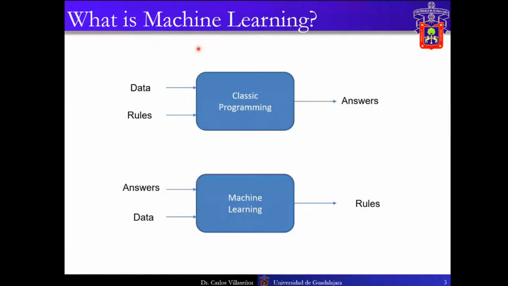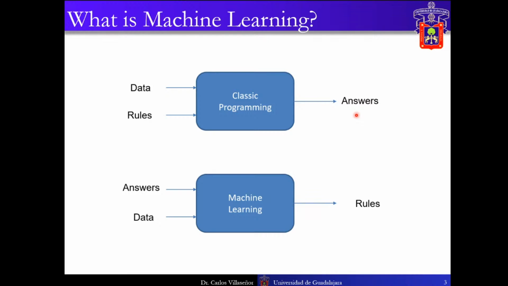Okay, so what is machine learning? Normally in classic programming, we have data and we have rules. Data is what we can measure, and rules are the mathematics that we know that governs this kind of data. For example, if you have a dynamical system, the data could be the initial conditions or the parameters of your system, and the rules could be the mathematical model that you have. So with classic programming, we operate the data with the rules and we get the answers. In this example, the system can be simulated, and we can get predictions about the behavior of the system.